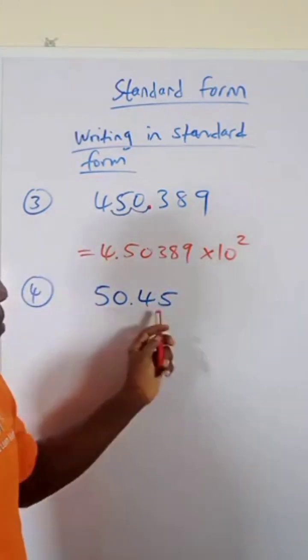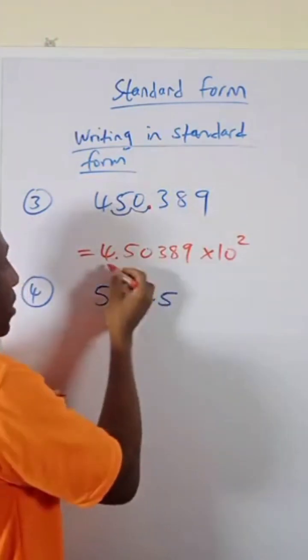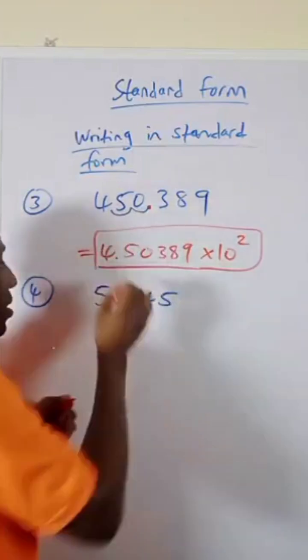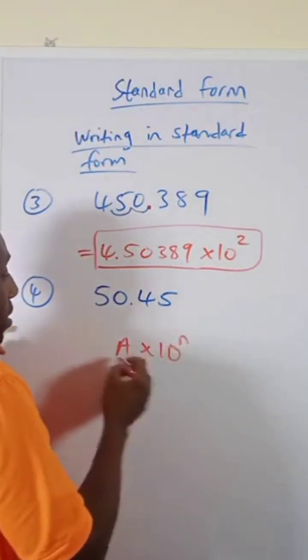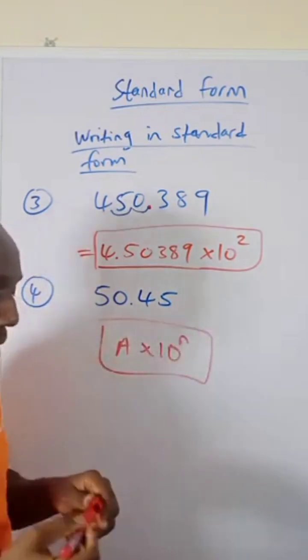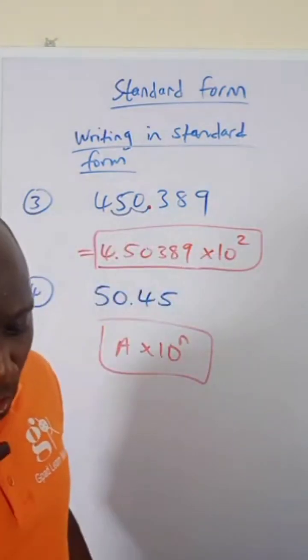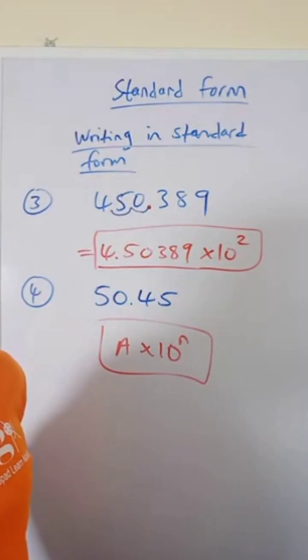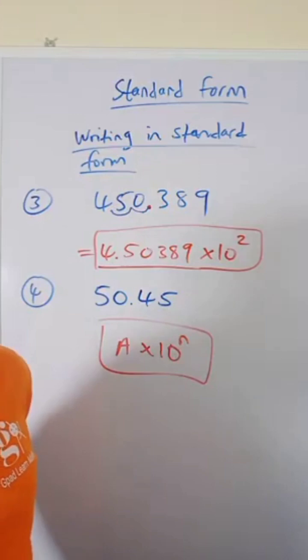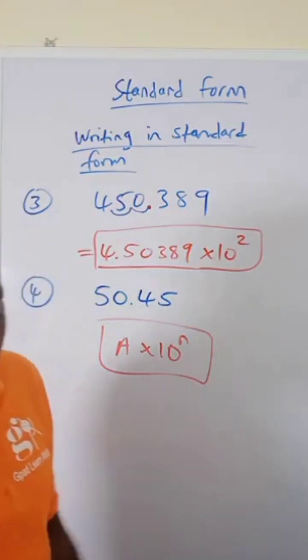50.45. This number is going to be of this form: a times 10 raised to the power n. You see what I have here? It has to be in this form, guys. Somebody has dropped the answer. Who else is going to help him out? It's not 0.5045. It's not that. Yes, is anybody going to help out? Or should I just do it?